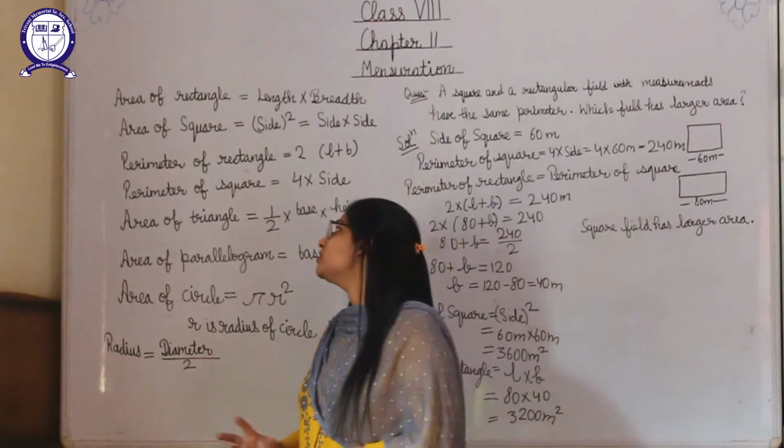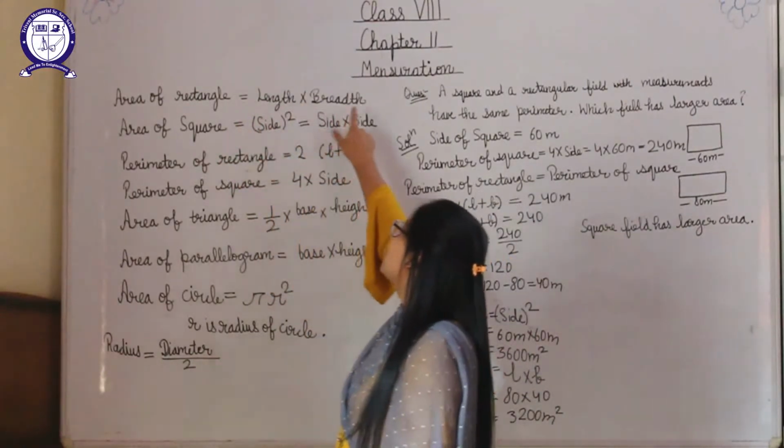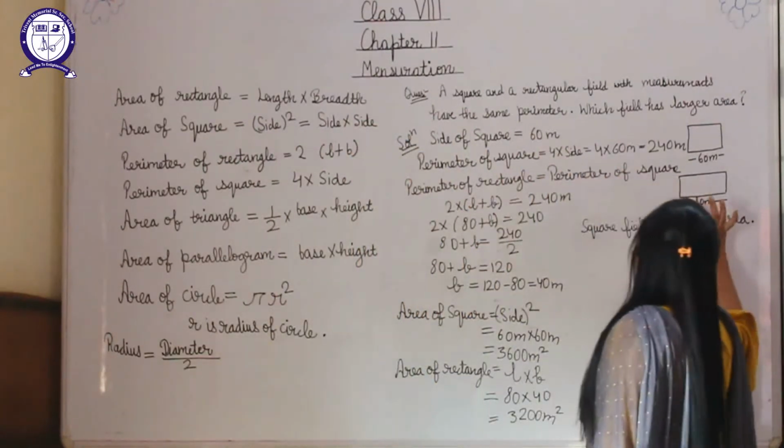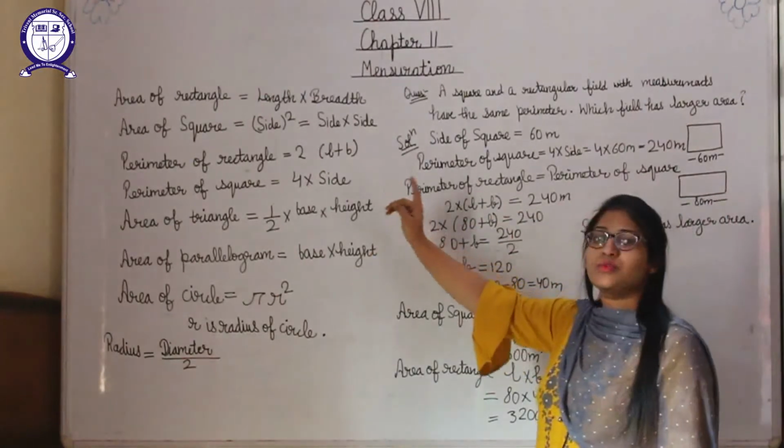First of all, there are some formulas. Area of rectangle is equal to length into breadth. Length is this one and breadth is this one. This is a rectangle. Then area of square is equal to side square.